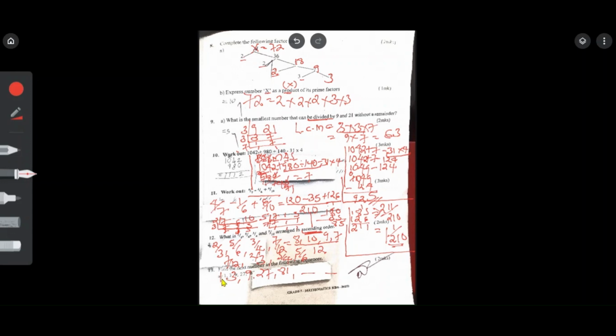So 1 multiplied by 3 gives you 3. 3 multiplied by 3 gives you 9. 9 multiplied by 3 gives you 27. 27 multiplied by 3 gives you 81. So I'll multiply 81 by 3 to get the answer here, and I multiply that answer by 3 to get the next number. So let me multiply 81 by 3. 3 times 1 is 3, 3 times 8 is 24. So my answer here is 243.